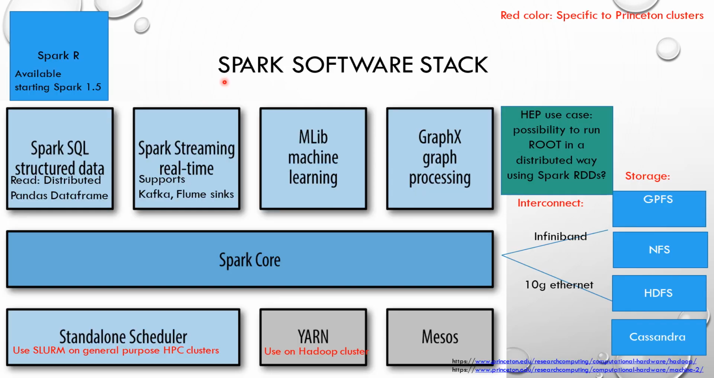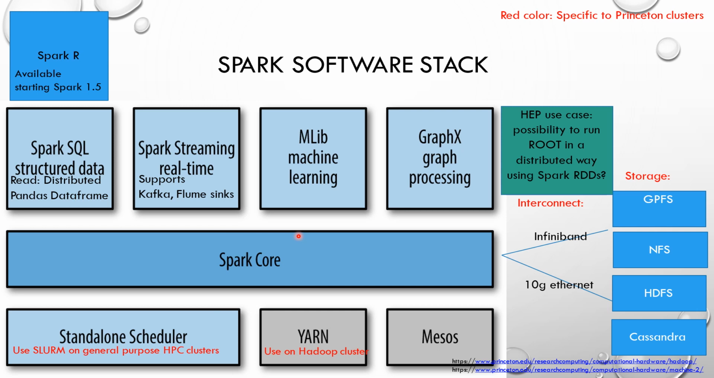So this slide describes the Spark software stack. SparkR is available starting with Spark 1.5. You can see Spark SQL for structured data, Spark Streaming for real time, MLlib for machine learning, GraphX for graph processing, Spark Core, and the standalone scheduler, YARN, and Mesos. Spark Core contains the basic functionality of Spark, including components for task scheduling, memory management, fault recovery, interacting with storage systems, and more.